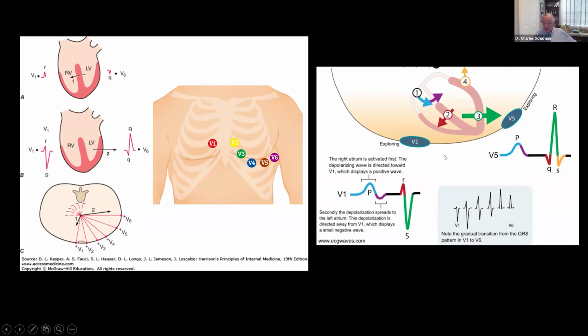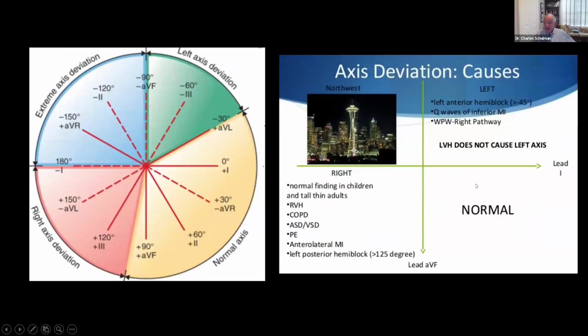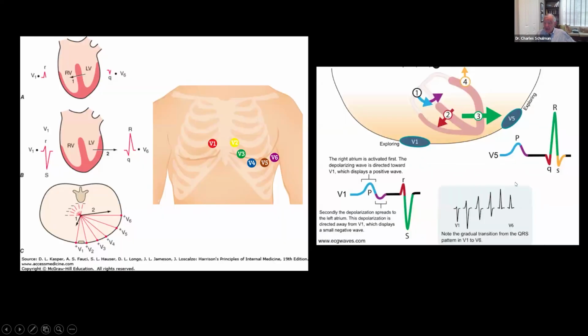Then the major deflection, right? 3 and 4 are ventricular depolarization, with a deep S wave in V1 and an R wave in V6. That's because the vector is traveling away from V1 on the right side, traveling in that direction, and toward V5 and V6.